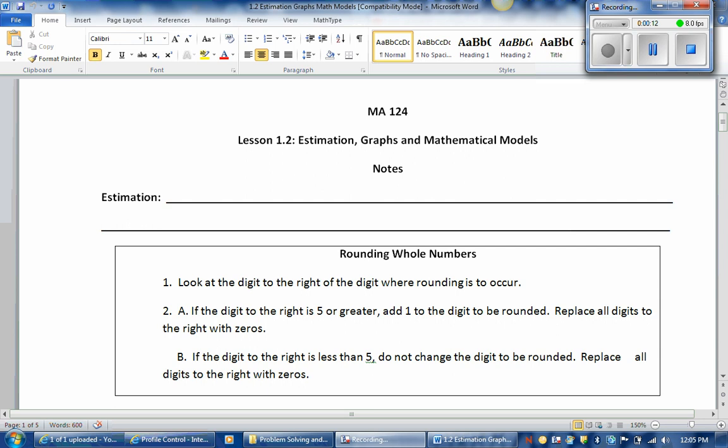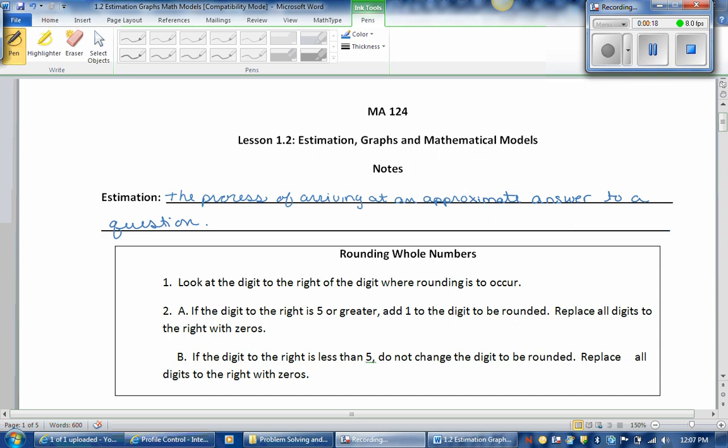So the first thing that we need to talk about is what estimation is. An estimation is the process of arriving at an approximate answer to a question. Approximate meaning it may not be exactly correct, but it'll be pretty close. It's an approximation or an estimation.